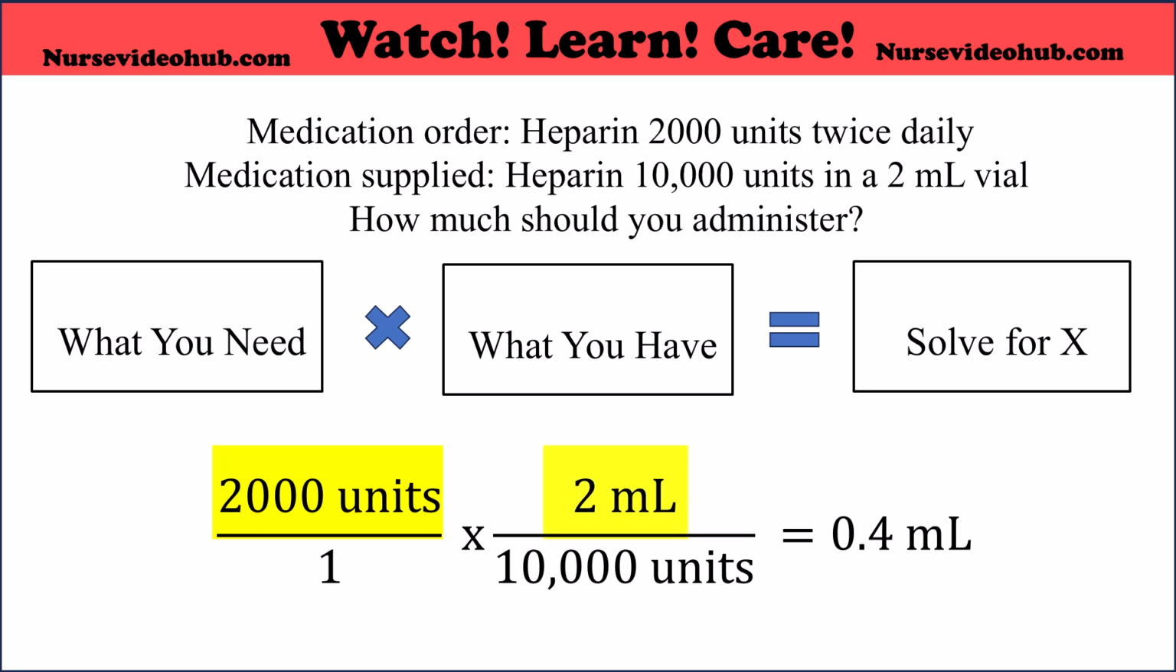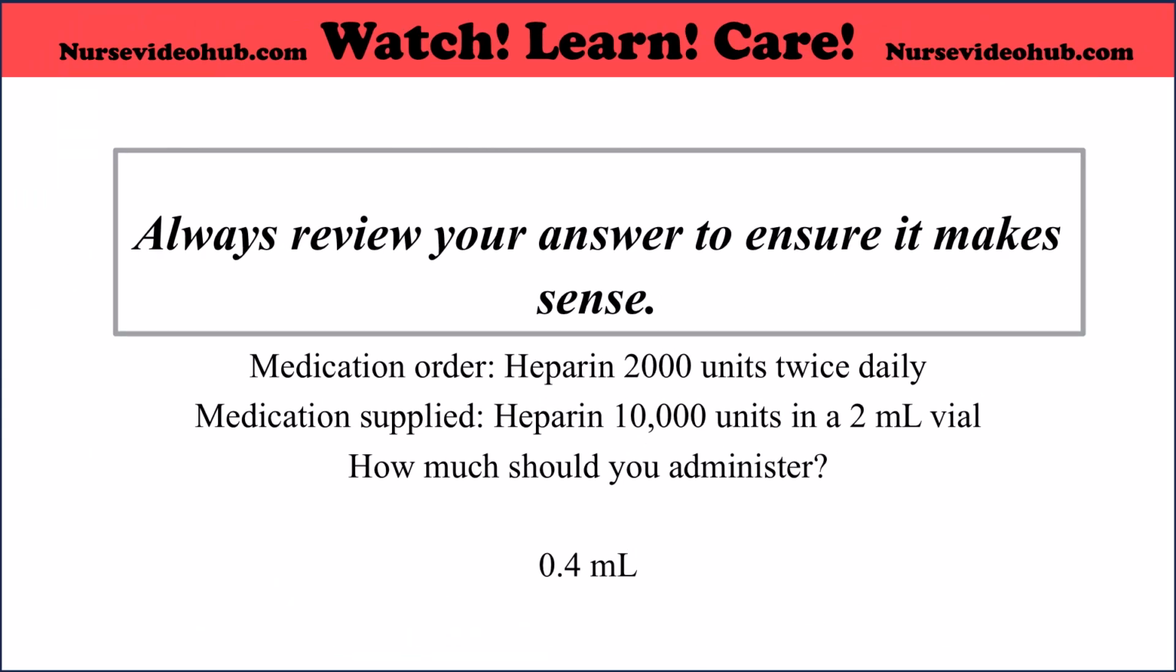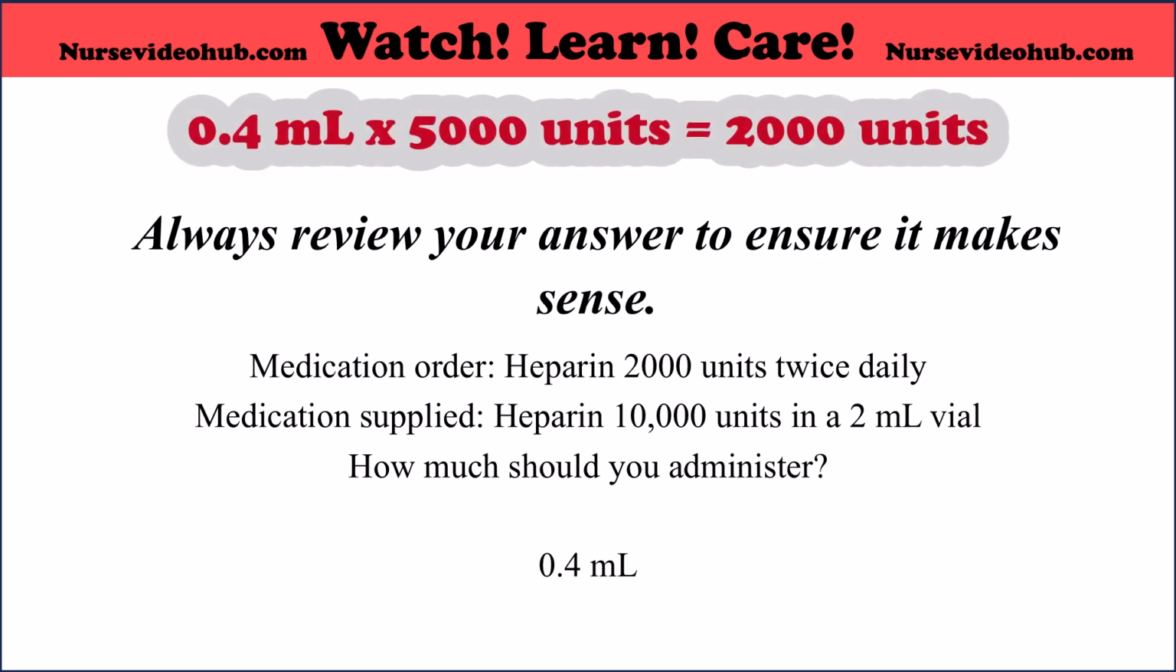2,000 times 2 divided by 10,000 equals 0.4. The units canceled out, leaving you with milliliters. You would administer 0.4 milliliters of the medication to deliver a 2,000 unit dosage. Always review your answer to make sure it makes sense. The reverse method is to multiply 0.4 milliliters, the amount to be administered, by 5,000 units per milliliter. 10,000 units per 2 milliliters is the same as 5,000 units per 1 milliliter, the concentration available. And that equals 2,000 units, the prescribed dose.